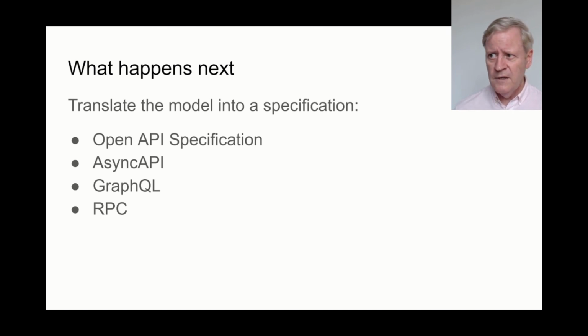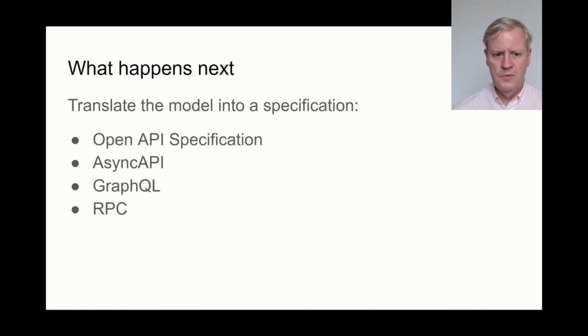For event-driven type of interactions, you may use the async API specification. REST API isn't the only API style. You may also decide to use a GraphQL or a remote procedure call type of style of API. But notice that the model that we created in the web sequence diagram is agnostic to all of those. So it's something that many people will be able to understand, technical or non-technical.